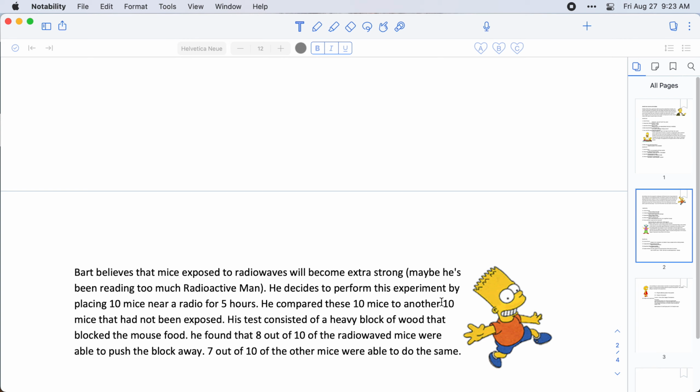And the control group. Preston. The mice that are not exposed to the radio? Yeah. The 7 out of 10 mice? Correct. He had a control group.